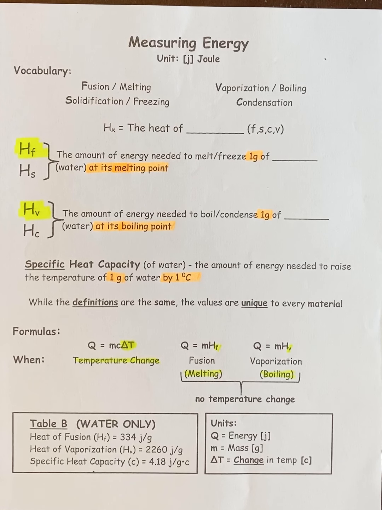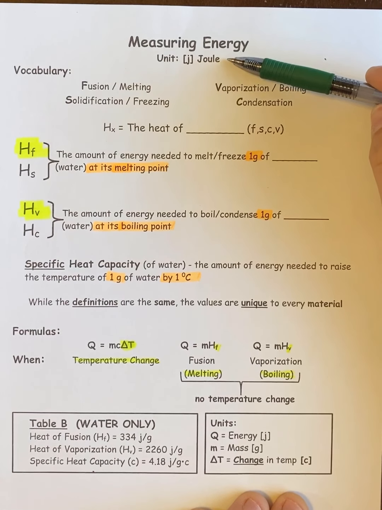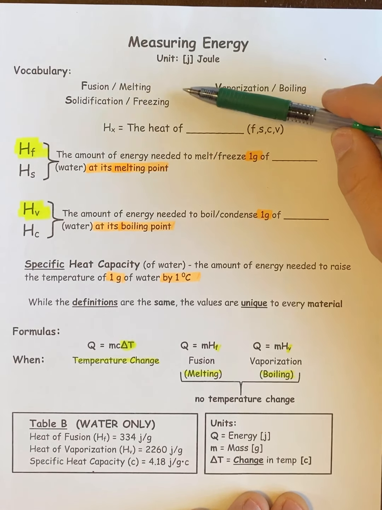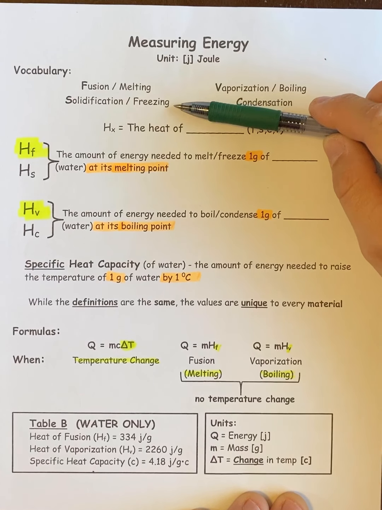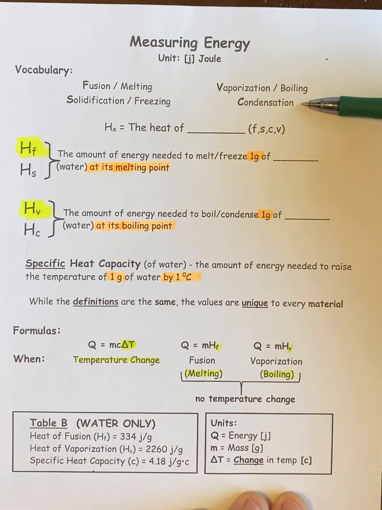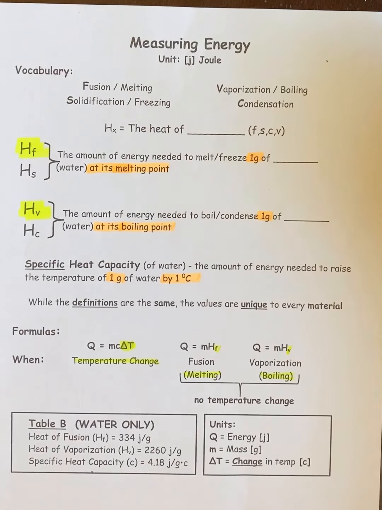In this video, we will be talking about the formulas needed to calculate changes in energy. The units for that are going to be the joule. We have some vocab words. Fusion is melting, solidification is freezing, vaporization is boiling, and condensation, we use the scientific word already.